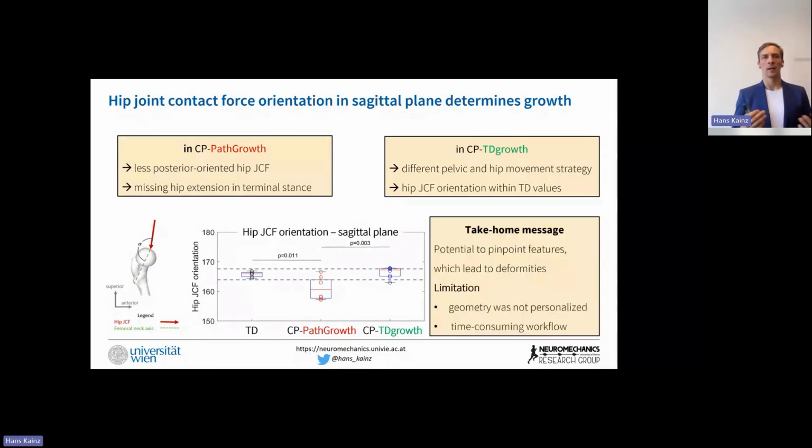So summarizing, I believe this workflow has the potential to pinpoint certain specific gait features which might lead to deformities. The big limitation of this study was that the geometry of the finite element model was not personalized. And this was because, as I mentioned before, it took me 3 weeks to create one of these models. And we also didn't have the medical images from these participants to create personalized finite element models. As you can probably already assume, these limitations led to the next study.